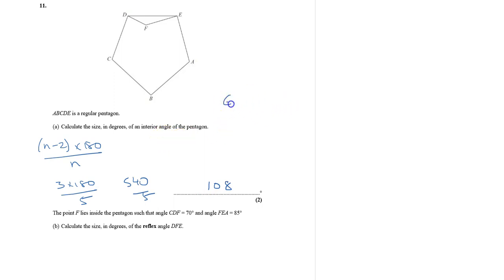So the exterior angle is 360 divided by 5. Now 360 divided by 5 is 72. So if you divide by 10 is 36, and then if you double it, it gives you 72. Now if an exterior angle is 72, then an interior angle will be 180 minus that 72, which is 108.